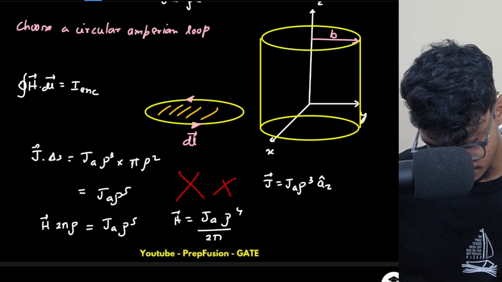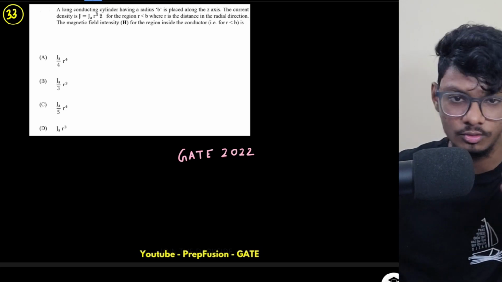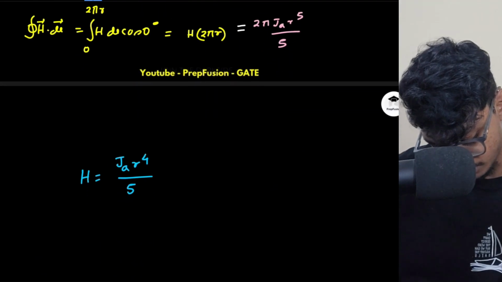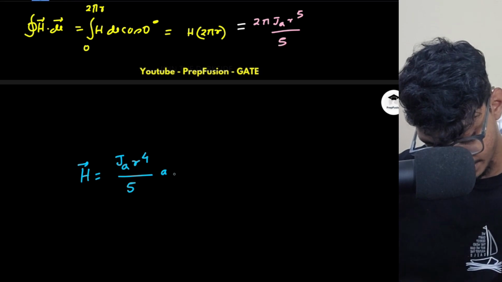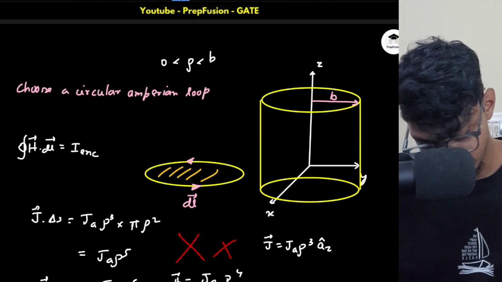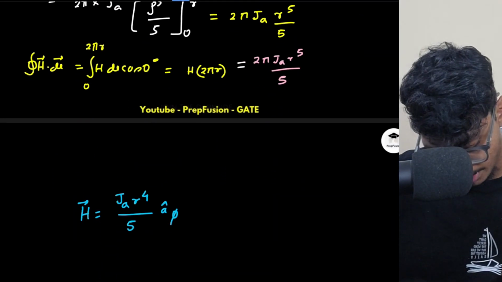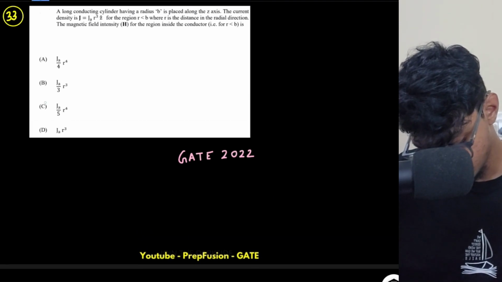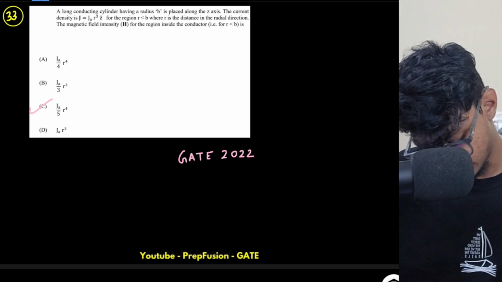And what is the direction? They have also not told us the direction. So I can comment from here itself: the direction of the magnetic field will be in the a phi cap direction. Not a rho cap, sorry, a phi cap direction. Rho is radially outward. The direction of the magnetic field will be along this cylinder, along the curved surface area of the cylinder. So it is ja r raised to power 4 divided by 5. Option C is the correct option. Yes, this is correct.